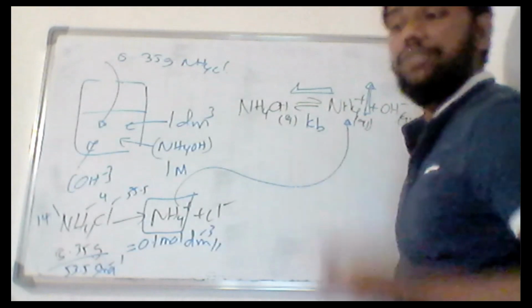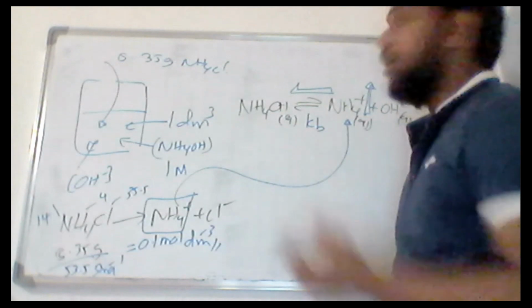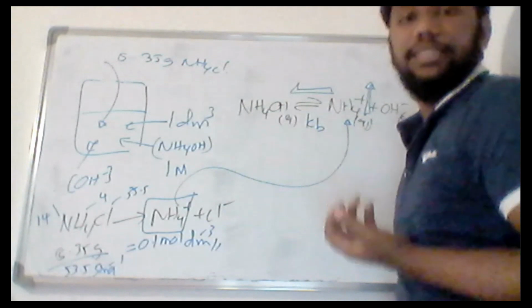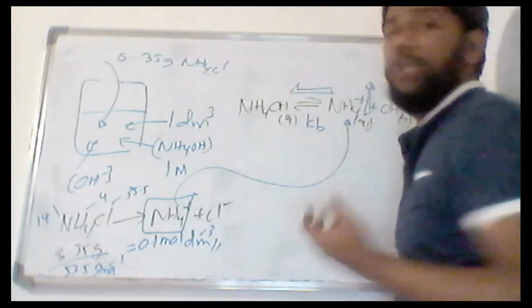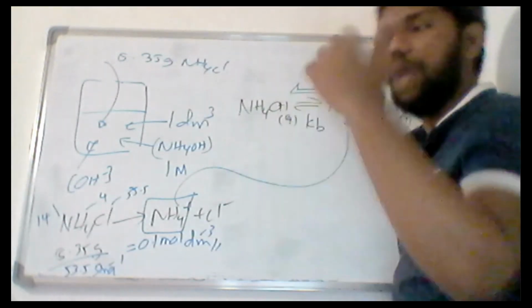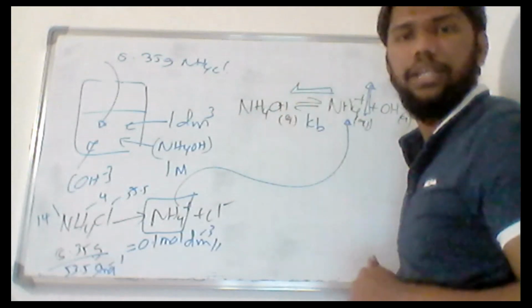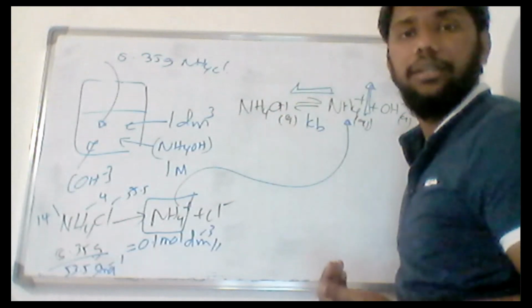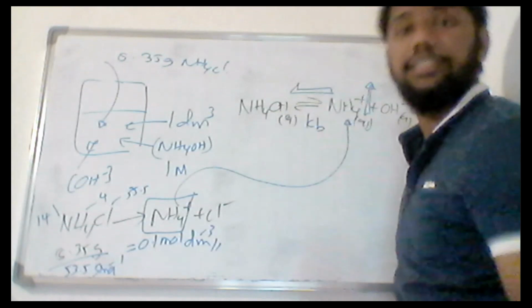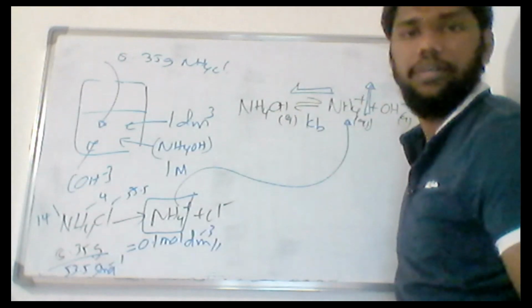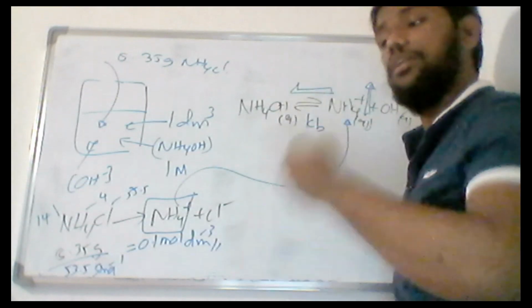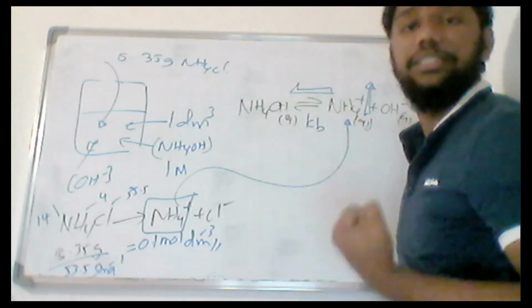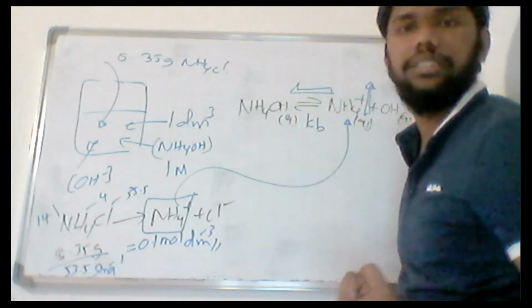Okay, which gives the idea of the OH minus concentration in the presence of an ammonium chloride solution. When you add a little bit of ammonium chloride, what is happening? The concentration of OH minus is decreasing. Okay, so if you think the concentration of OH minus is decreasing, why does it happen?